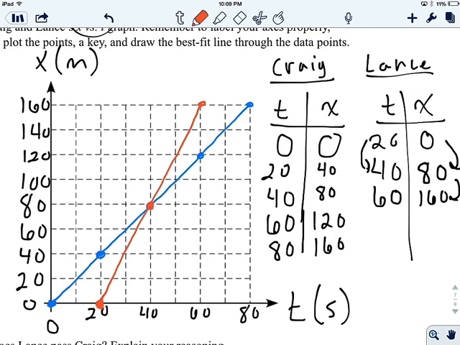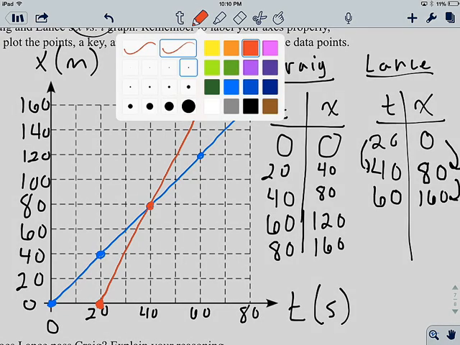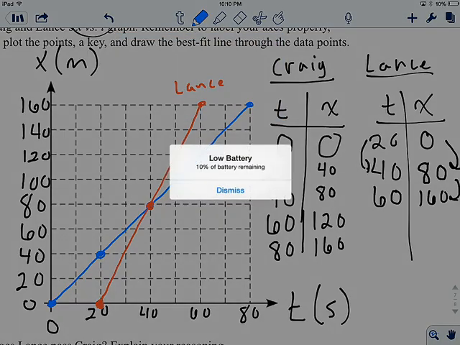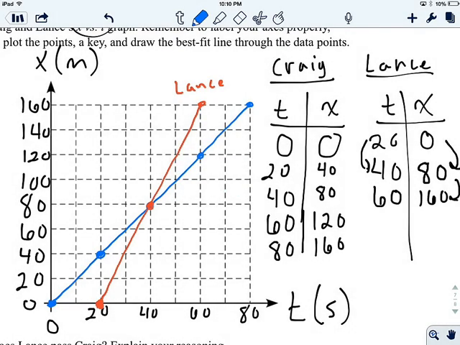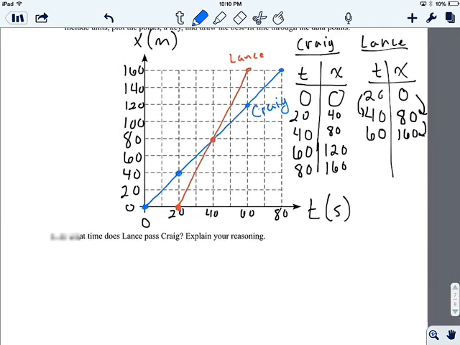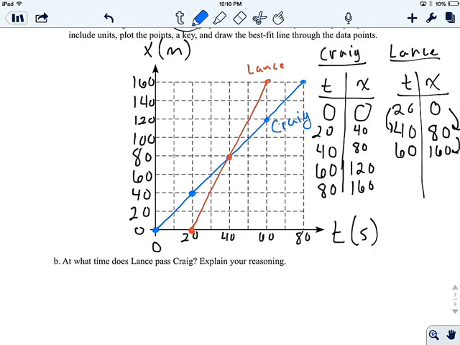Nice. Now, it asked for a key, right? So I'm going to go ahead and write Lance there. And I'm going to write, low battery. Everything's on low battery. Craig there. All right, so now I've made myself a nice graph. I've got labels, I've got good scales, I've got lines of best fit, I've got a key, I've got everything I need. All right, now at what time does Lance pass Craig?